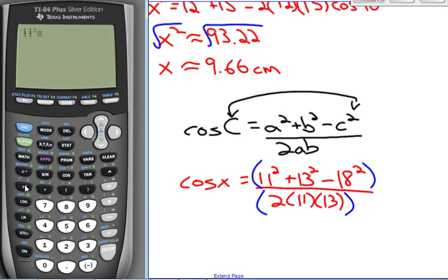So 11 squared plus 13 squared. Oh, I said I was going to put brackets. Let's do that. 11 squared plus 13 squared minus 18 squared, close brackets, divided by 2 times 11 times 13, close, close. Exactly how I had it written down with those extra brackets. And it gives me negative 0.11888. Okay, but that is not the angle.